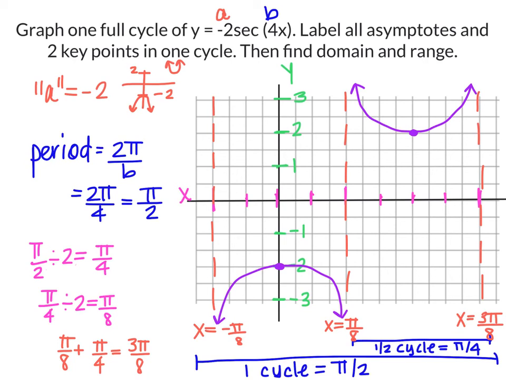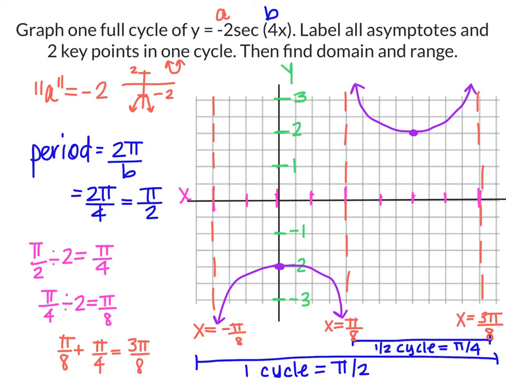But the only problem with secant is that the first curve here is split in half by the y-axis. So I have to take that length of pi over 4 and cut that in half. Make one negative, make one positive. So 1/2 of pi over 4 is pi over 8. So this first asymptote is x equals -pi over 8. And this first positive asymptote is x equals positive pi over 8.